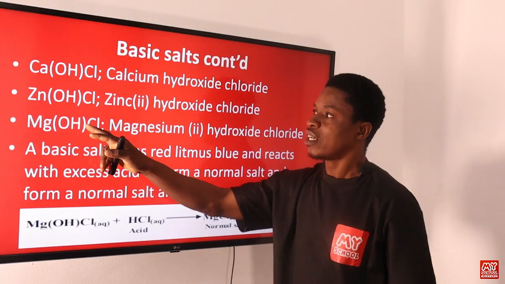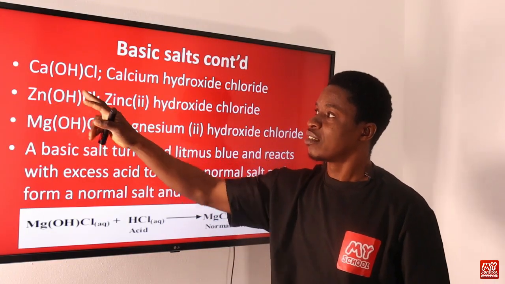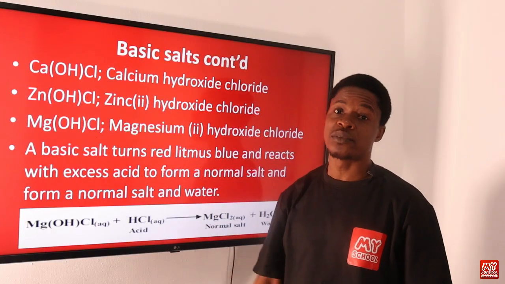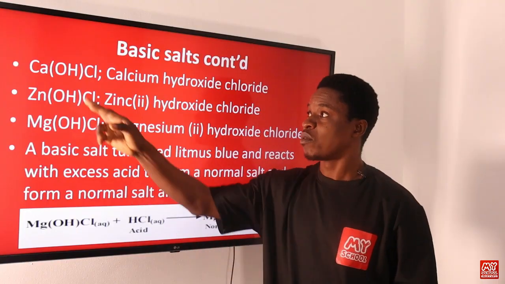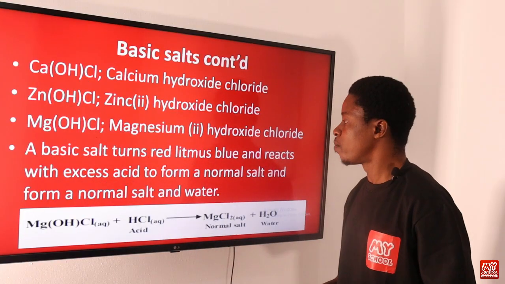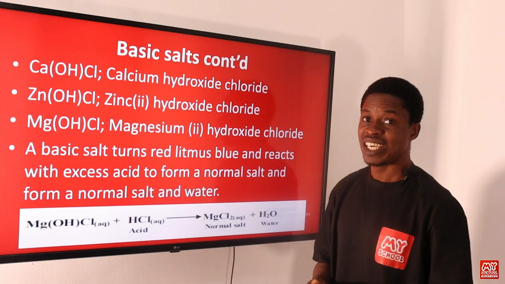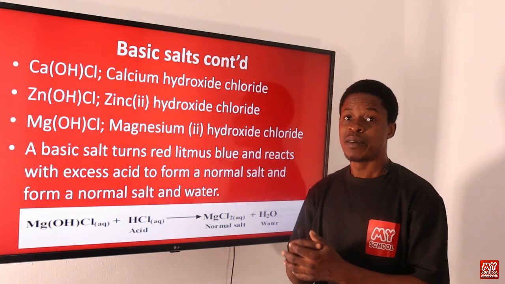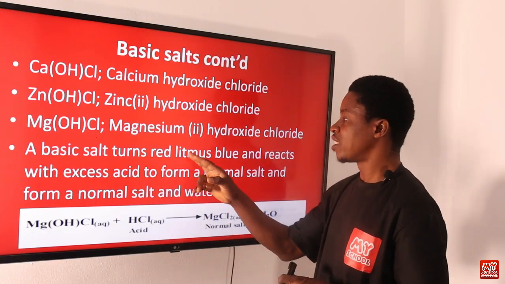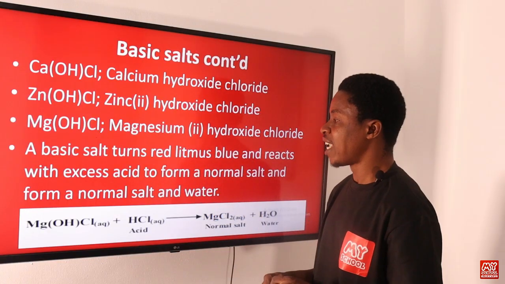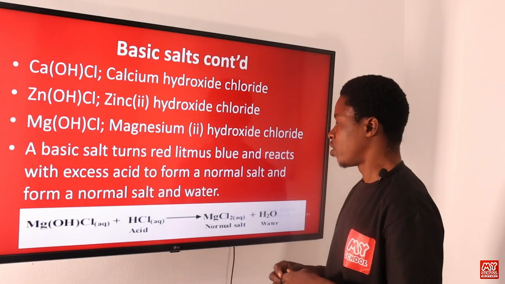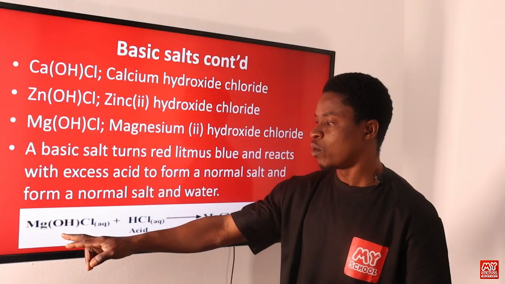MgOHCl, ZnOHCl, CaOHCl, and so on and so forth. So these are some examples of basic salts. You can identify them easily when you see OH here, OH here, and OH here. So a basic salt turns red litmus blue, of course, because it is basic. Remember, one of the properties of bases, we say bases turn red litmus to blue coloration. So a basic salt turns red litmus blue and reacts with excess acid to form a normal salt and water. Okay, so we have MgOHCl.